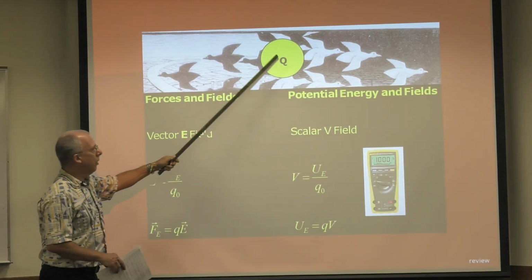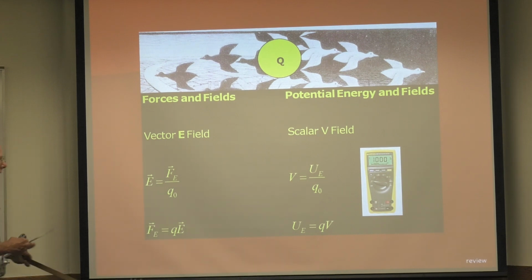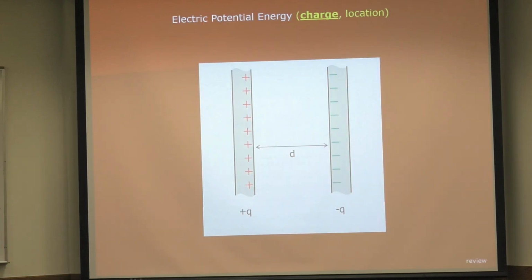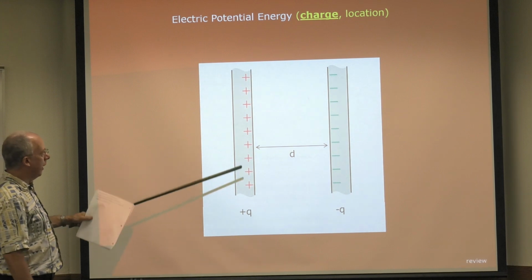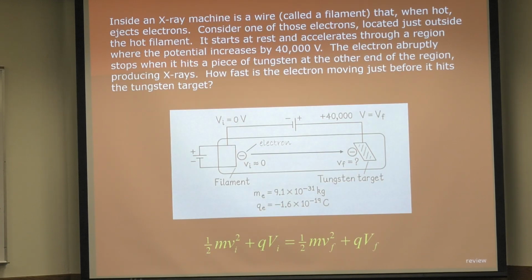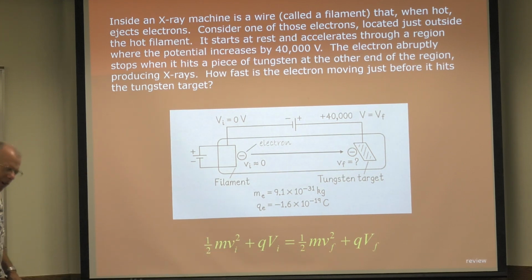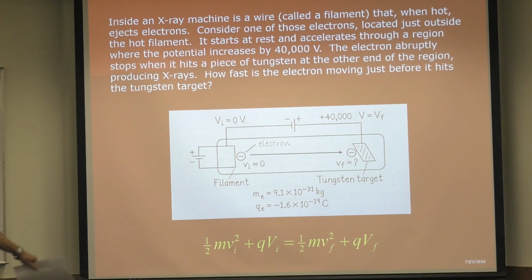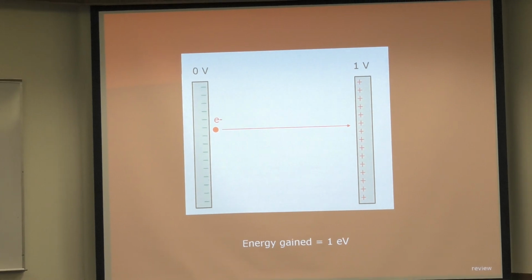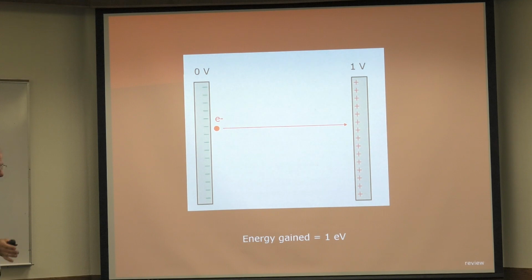The charge can be thought of as creating E fields or scalar V fields, and that's how they're related. We learned electrical potential energy depends on charge and location. We learned how a battery works. Not really, but we talked about it. This was a nice problem because it used conservation of energy, which is incredibly important, so you better understand that. It's important throughout all of science. We learned about this unit, which we'll use more and more, called an electron volt. It's just much easier to use than joules.